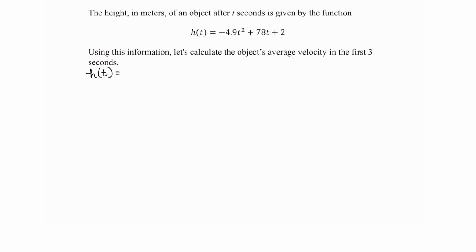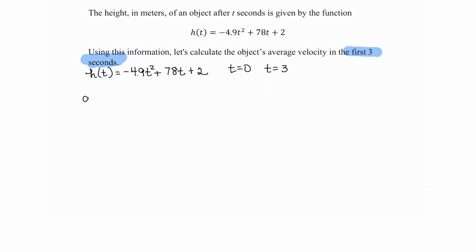h of t is equal to negative 4.9 t squared plus 78t plus 2. Now it says over the first 3 seconds, so that means that it's over the span of starting at t equals 0, because it's the first 3 seconds, and ending at t equals 3.